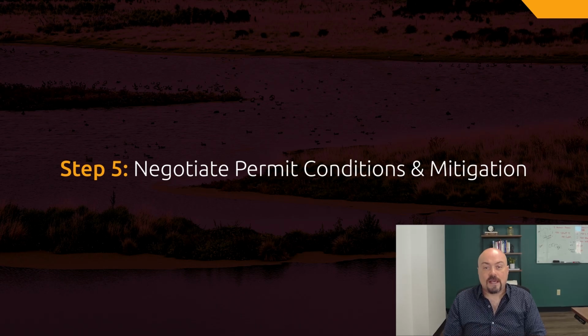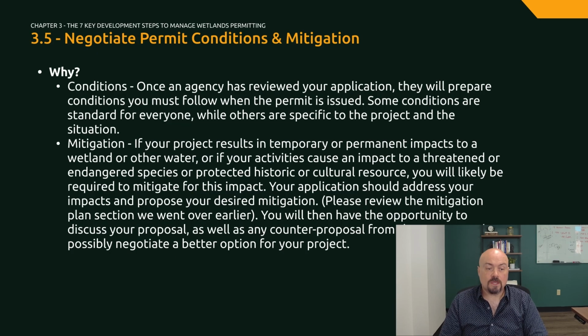Next, we're going to cover Step 5, Negotiating Permit Conditions and Mitigation. Once an agency has reviewed your application, they will prepare conditions that you must follow when the permit is issued. Some conditions are standard for everyone, while others are specific to the project and the situation.